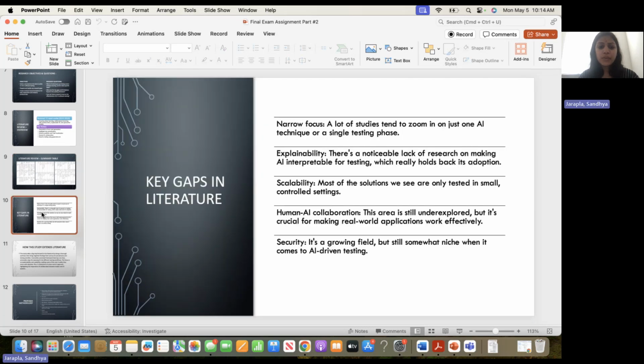So, moving on to the key gaps in my literature review. Here are the gaps I have identified: limited work on integrating explainability into AI testing tools, challenges with scalability in real world systems, lack of human AI collaboration models, and fragmentation across subdomains without a unified framework.